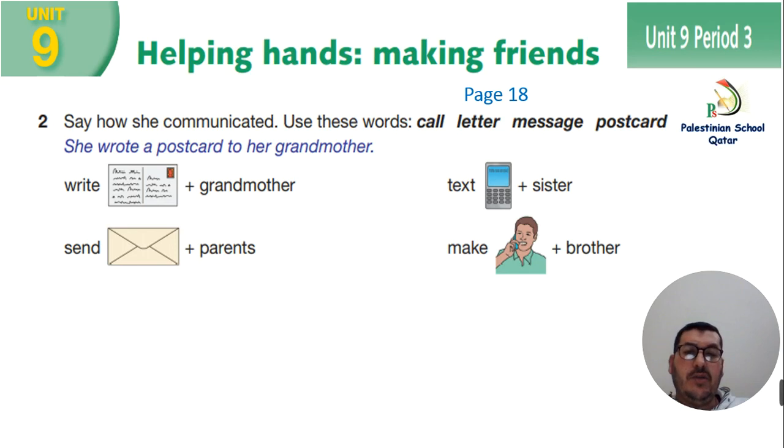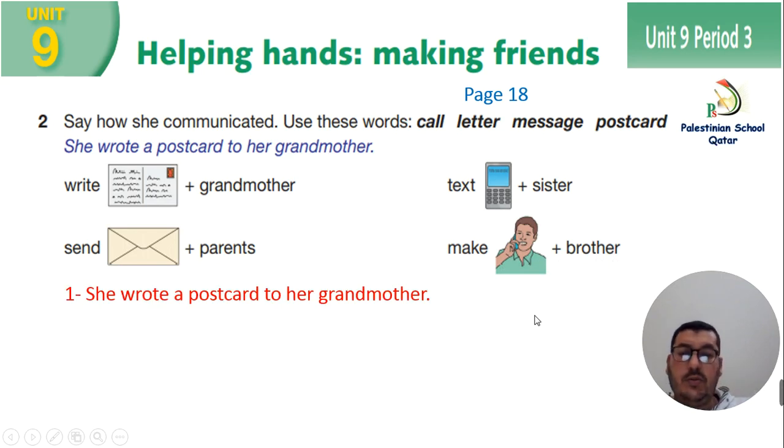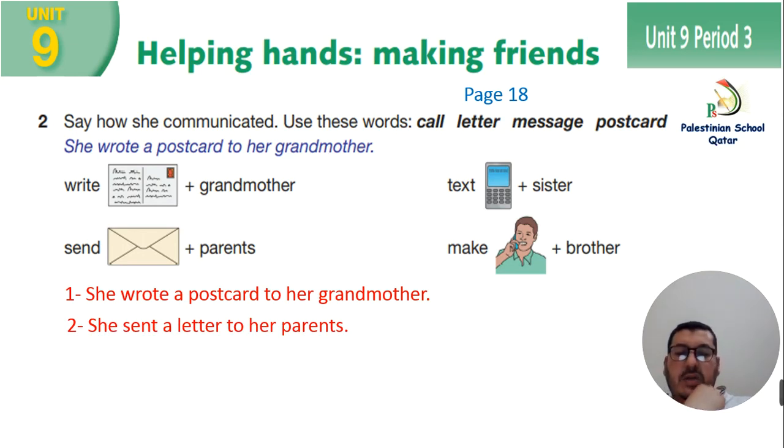Say how she communicates. Use these words: call, letter, message, and postcard. She wrote a postcard to her grandmother. Write, postcard, grandmother. Number 2, send. Letter to the parents. Text message to her sister, and make a video call or make a call to his brother. Okay, number 1, she wrote a postcard to her grandmother. What about number 2? She sent a letter to her parents.